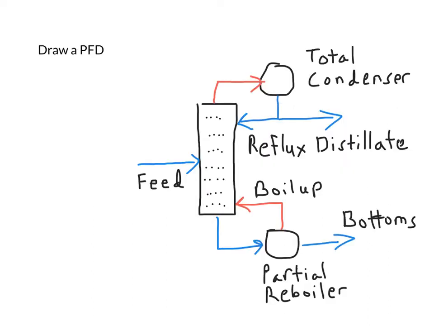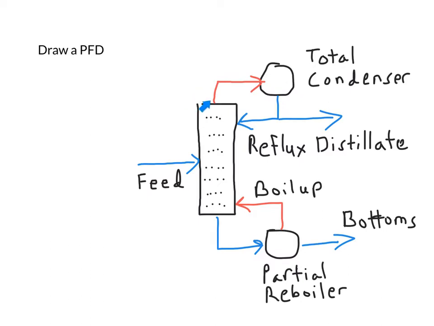Let's start with a picture of the entire column. This is the column represented by a rectangle, and the little dots in here represent the trays in the column. We feed someplace in the column, typically towards the middle of the column, but not always. The vapor flows up the column and liquid flows down the column.